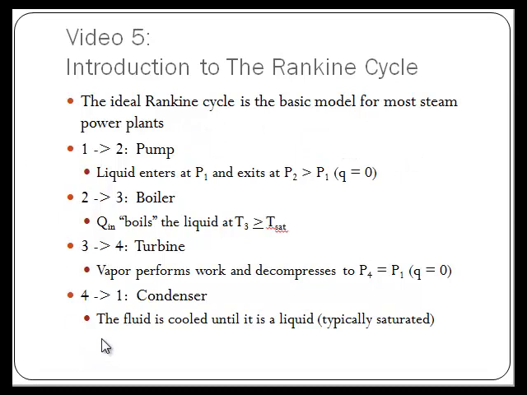And basically, the simplest model of this starts with a pump. So you're going to take a liquid at P1 and pump it up to a higher exit pressure. And we're going to assume that it's Q equal to 0 during this stage. And it's going to come out at a high pressure, but still liquid. We're then going to boil this. So we're going to have heat transfer in to increase the temperature to either the saturation temperature or something higher.